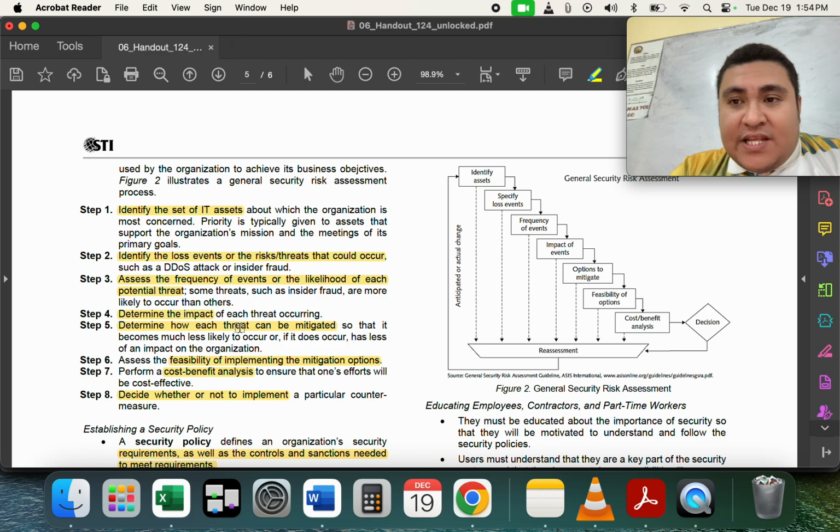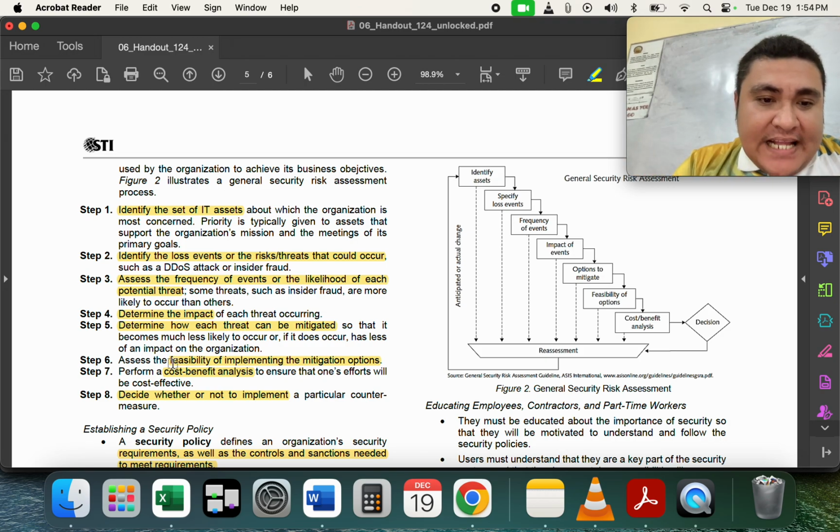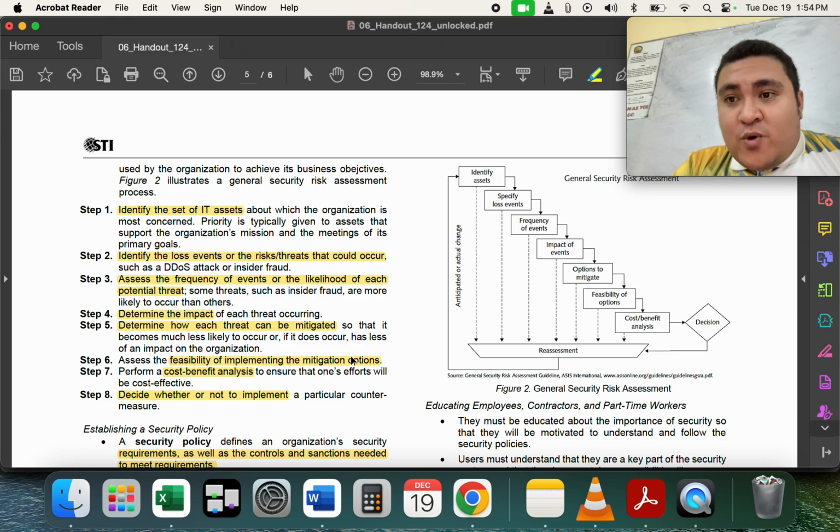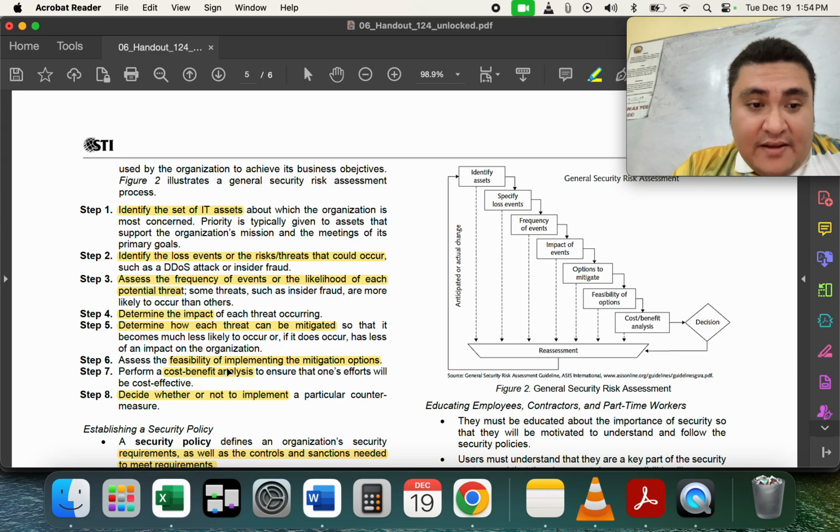When you say mitigated, it could either be solved or lessened, like the damage of it should be lessened. And then assess the feasibility of implementing the mitigation options. Of course, you can't have only one available solution. You should have an alternative, okay? So that if plan A will not help, then plan B is ready.